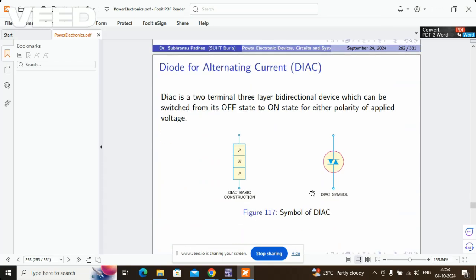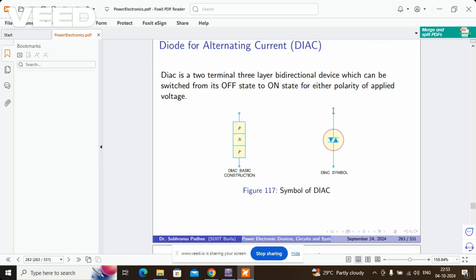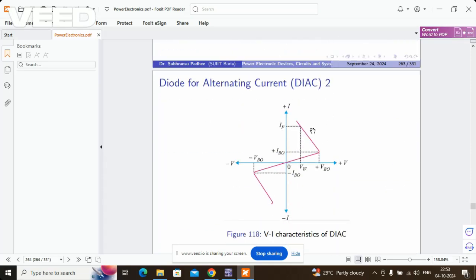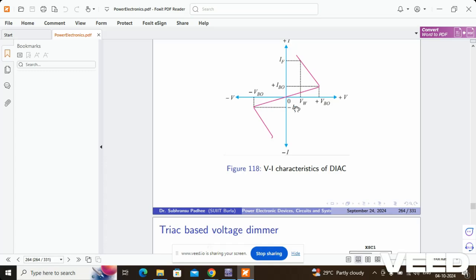To trigger a Triac, we need a Diac. What is a Diac? In the last video also we saw that Diac is nothing but diode for alternating current. It has two terminals. This is a PNP three-layer bidirectional device which can be switched from its off state to on state for either polarity of the applied voltage. This is the very basic VI characteristic of Diac.